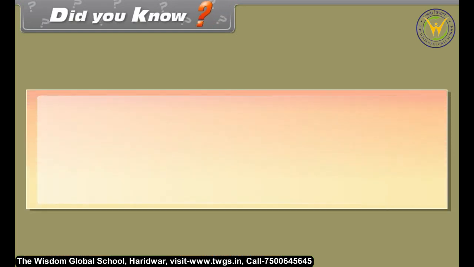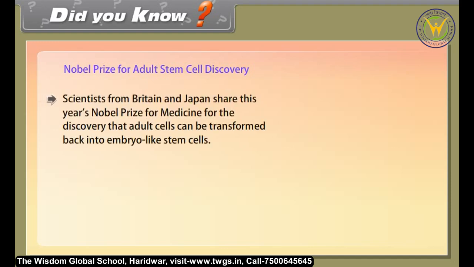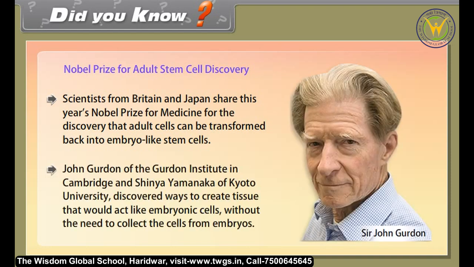Did you know? Nobel Prize for Adult Stem Cell Discovery. Scientists from Britain and Japan share this year's Nobel Prize for Medicine for the discovery that adult cells can be transformed back into embryo-like stem cells. John Gurdon of the Gurdon Institute in Cambridge and Shinya Yamanaka of Kyoto University discovered ways to create tissue that would act like embryonic cells without the need to collect the cells from embryos.